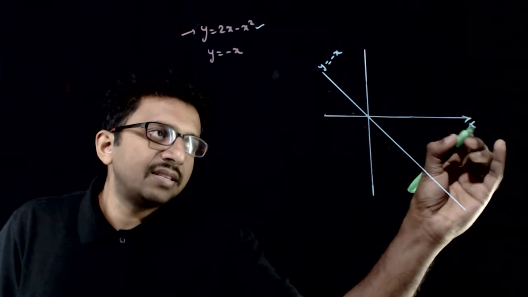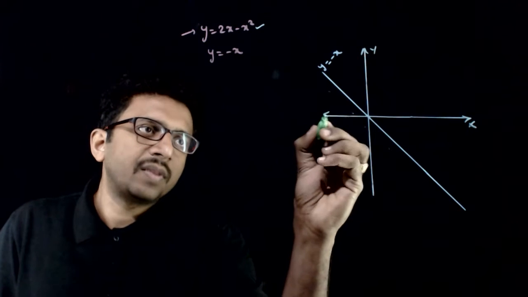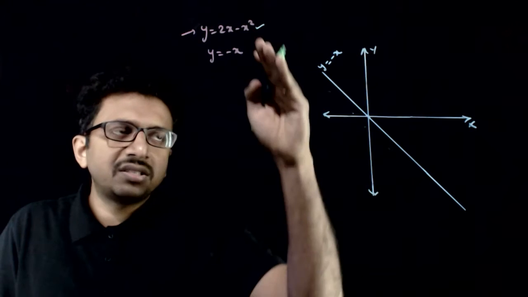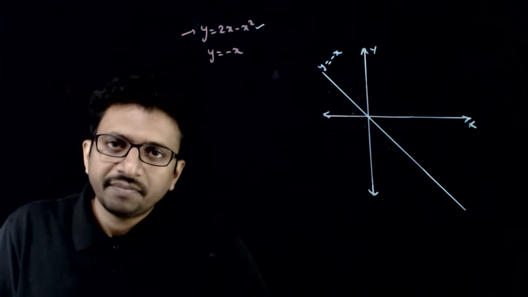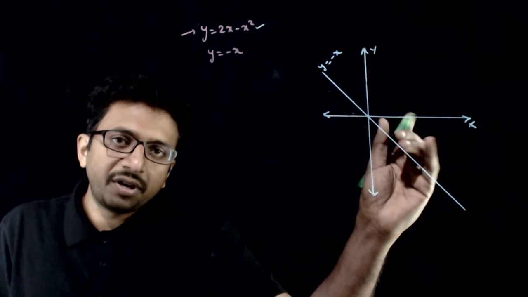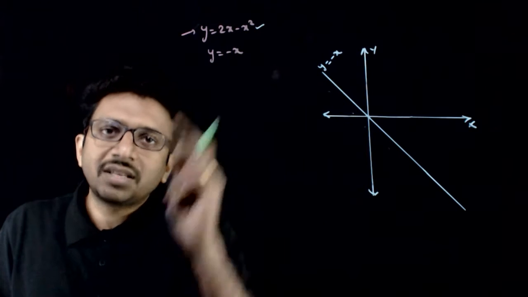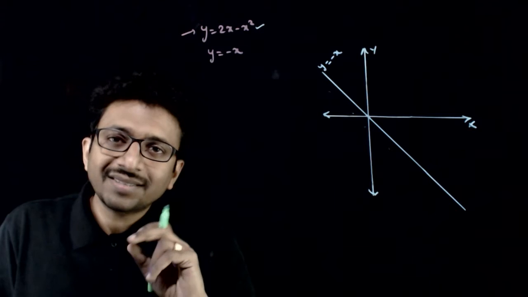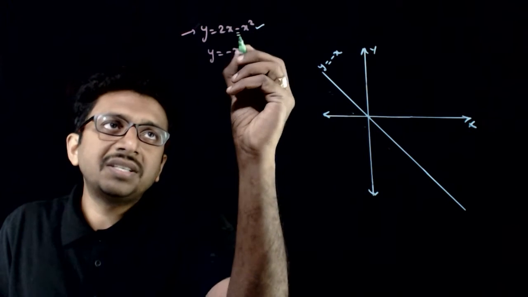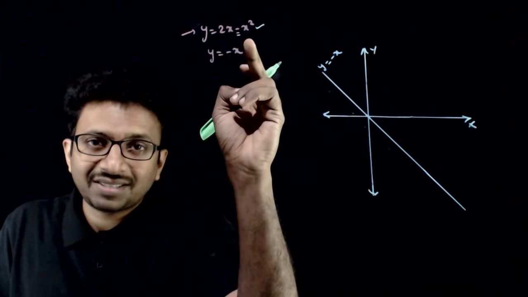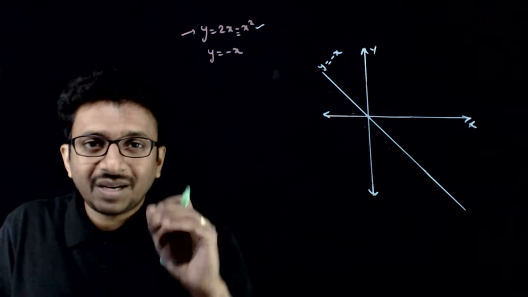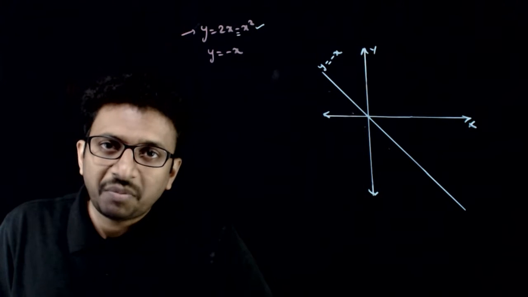If you take x-axis and y-axis, y is equal to minus x is a very straightforward curve. It is a straight line making an angle of 45 degrees with x-axis in the negative direction. And y is equal to 2x minus x square is a quadratic curve. It is a parabola. The leading coefficient of x square is negative. That means it is a downward parabola.